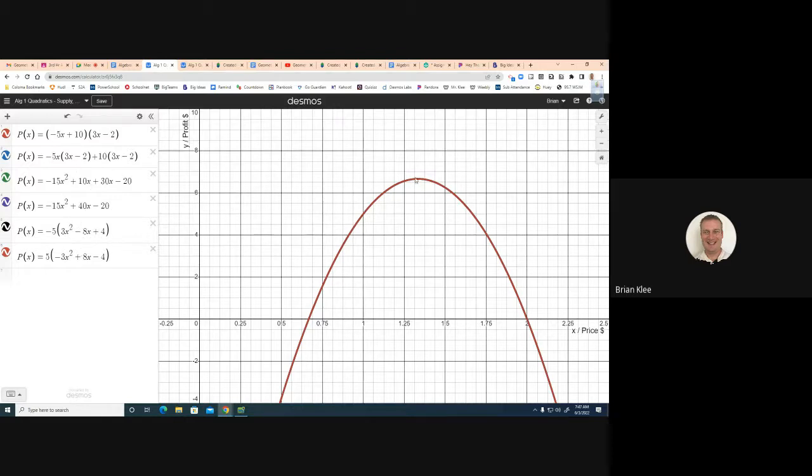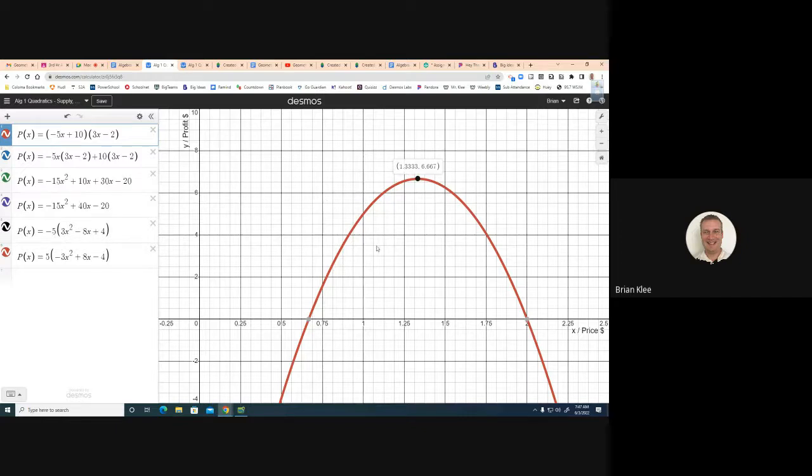And the last part, if I click around right there, $1.33 would cause a profit of $6.67. $1.33 is going to cause the max profit. And that's confirming. That's the midpoint, the vertex, and the line of symmetry of the graph, which is going to correspond with the maximum point, which would be the maximum profit for a price of $1.33.